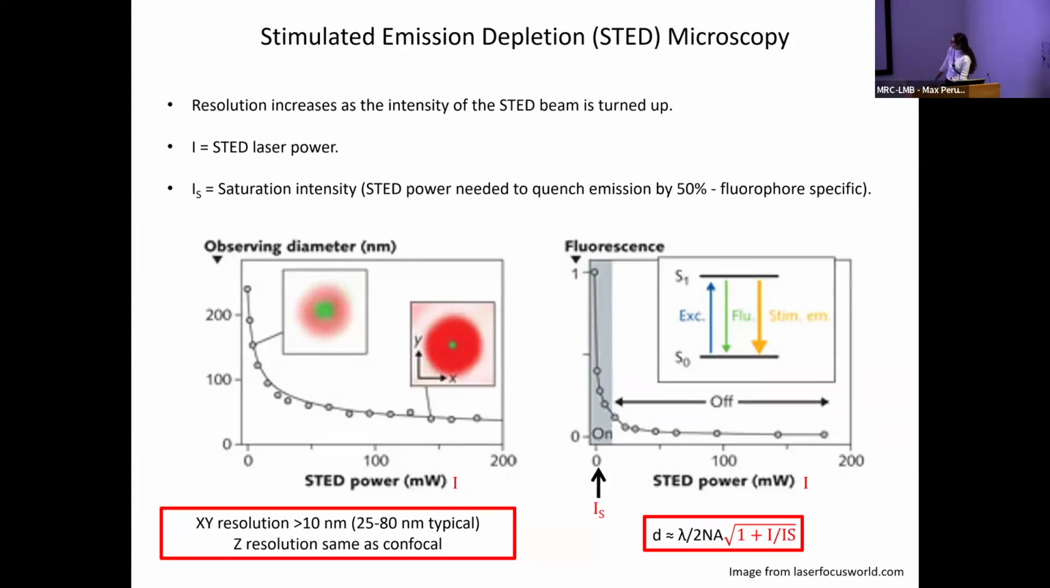And you can see it here with the equation of resolution. You have that normal Abbe term, lambda over 2 NA, but you have another term that is added to it, which is proportional to the intensity of the donut. So I_S here represents the saturation. So you can saturate how much you deplete in the region. Here the saturation intensity I_S represents 50% of the fluorophores.